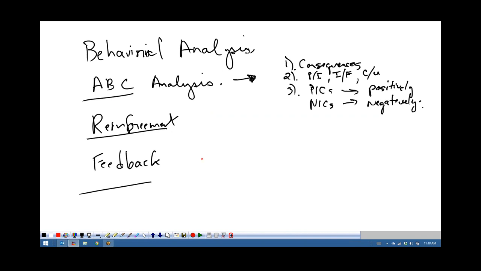All right, and then we talked about feedback. What were some of the things that we talked about when you're giving feedback? What are some good practices or best practices? To not just go by measurement alone. Not just measurement alone.